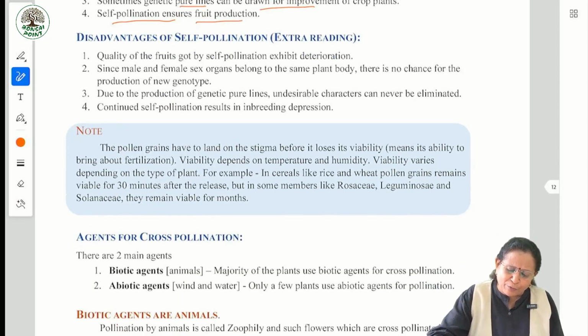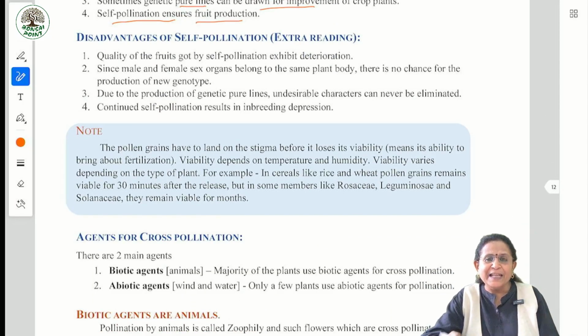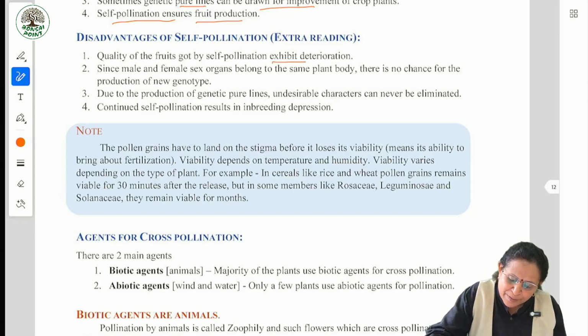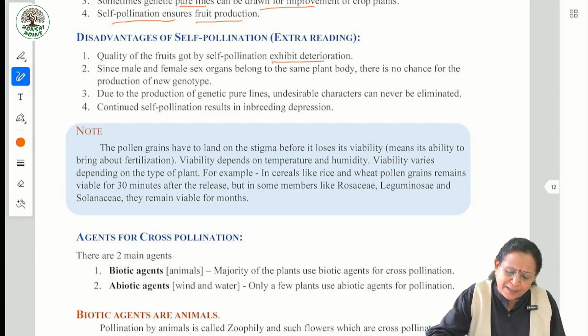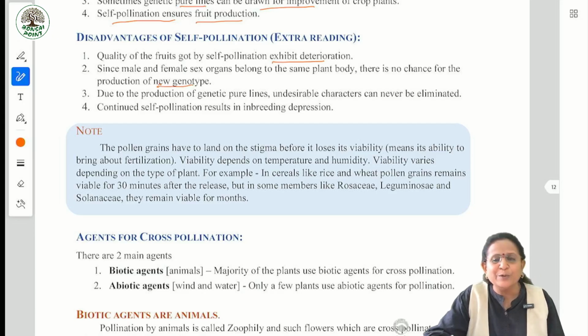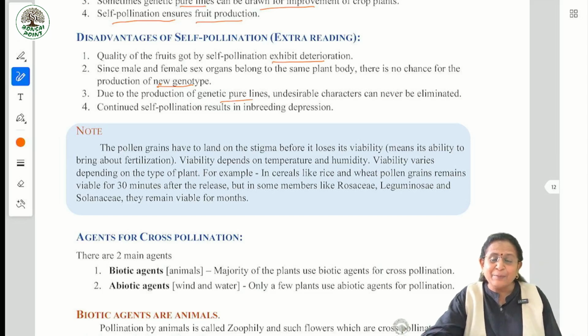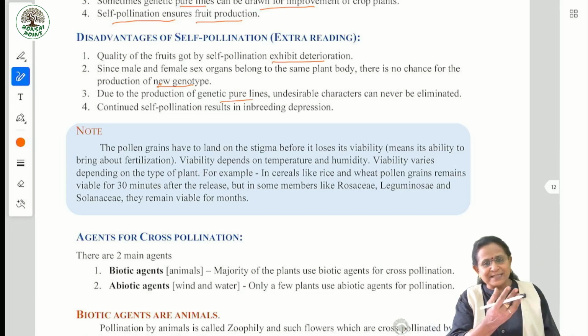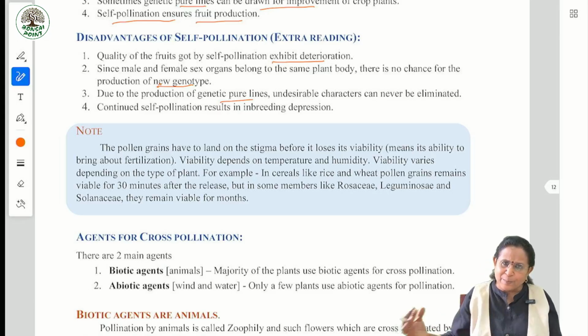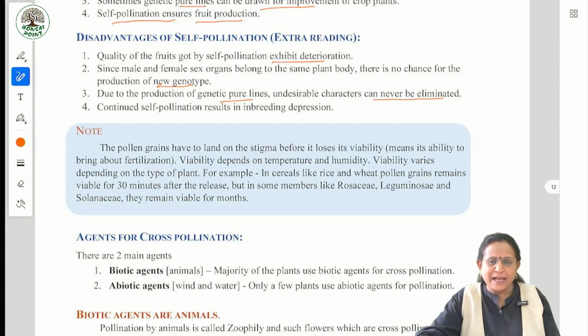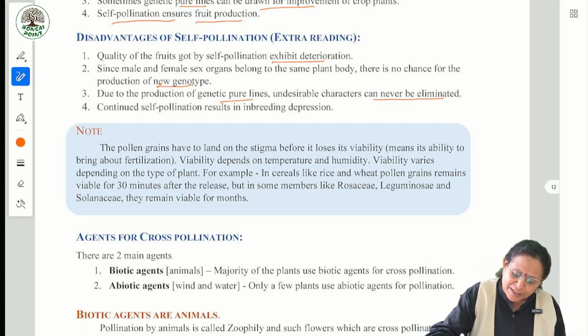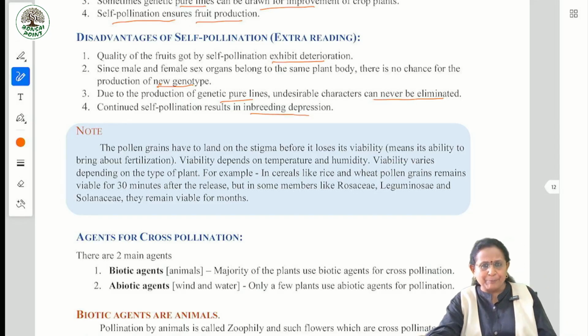Disadvantages: the quality of the fruits obtained by self-pollination deteriorates day by day. Quality and quantity everything decreases. Since the male and female sex organs belong to the same plant, there is no chance for production of a new genotype at all. Due to the production of genetic pure lines, undesirable characters, just as the desirable characters pass on, are also passed on. Thus, they are never eliminated. As self-pollination continues, it results in inbreeding depression.